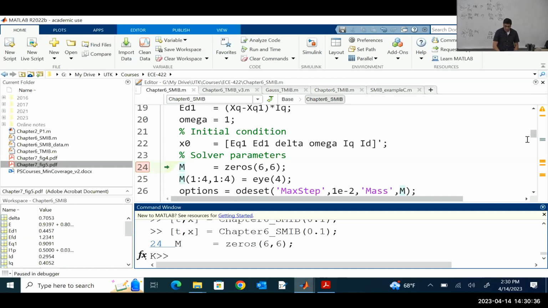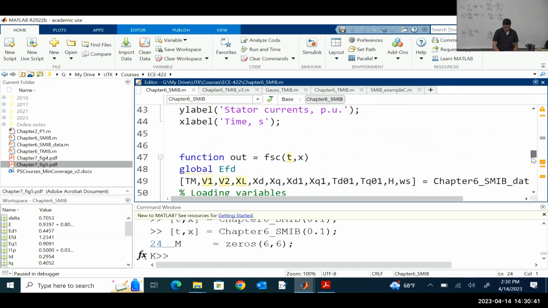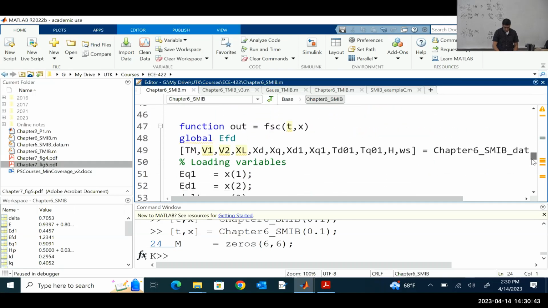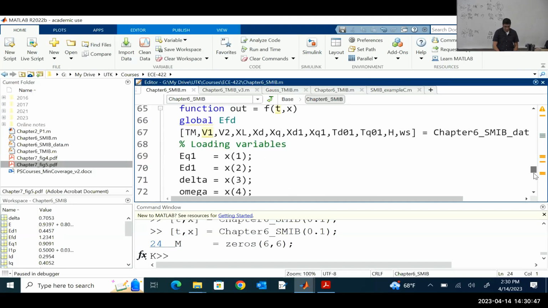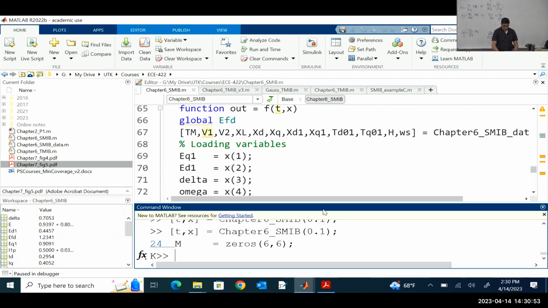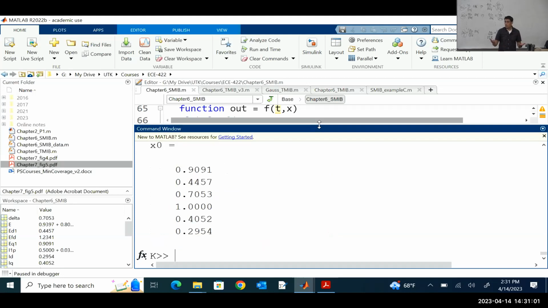What is the function that we created for this system? It's right here. That's for the short circuit. And that is the function for when the short circuit is clear, right? So we have an equilibrium point calculated already, which is x0. That's the equilibrium point.